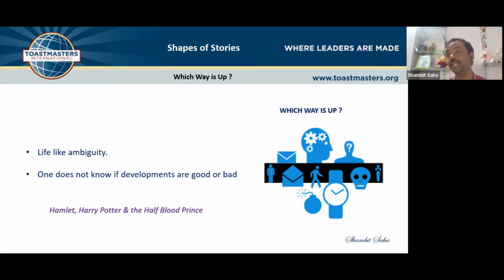And I'll tell you why Harry Potter and the Half-Blood Prince, when people have asked me why I think this is an ambiguity, a which-way-is-up story. The reason is very simple. In Harry Potter and the Half-Blood Prince, till we read the seventh part, we don't know whether Snape turning into a different form, Dumbledore dying, or Harry finding that this Horcrux is gone forever and Voldemort will not find it again, is good or bad. We don't know till the seventh part comes up.